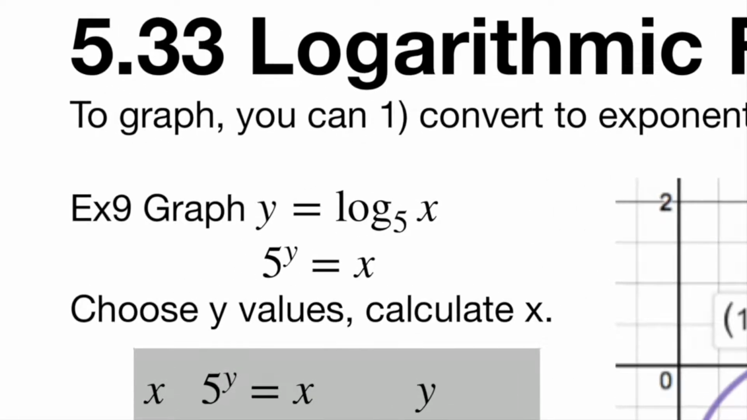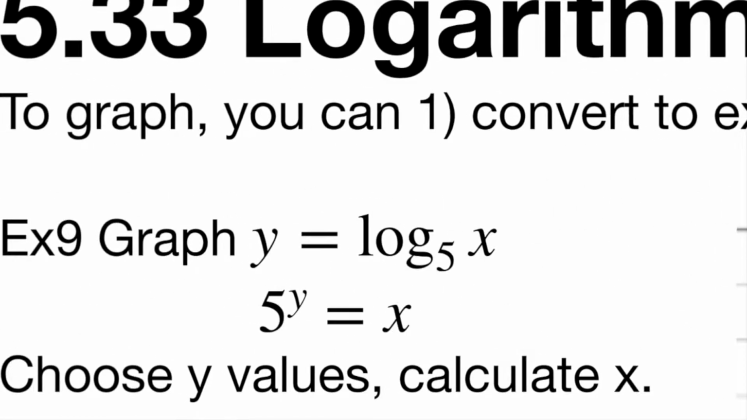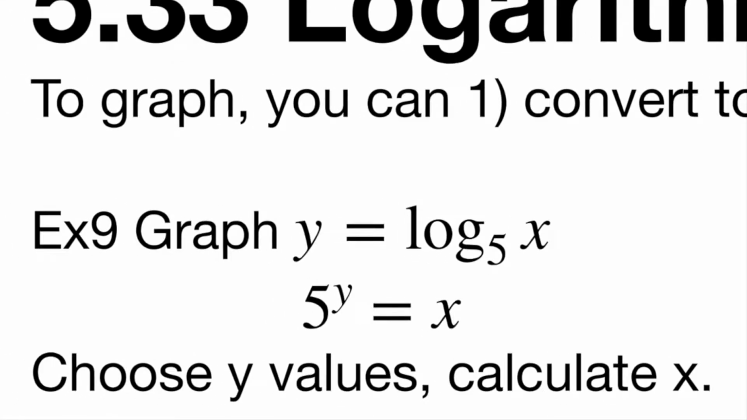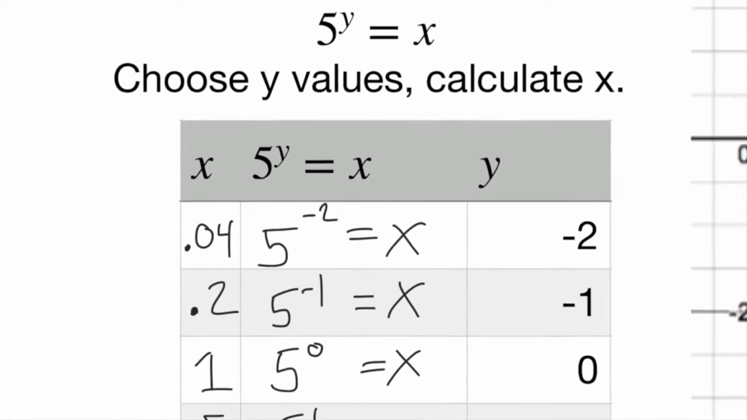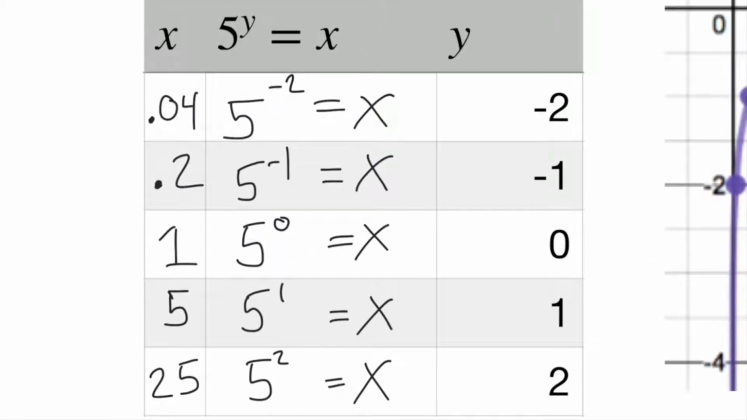If you have the graph of y equals log base 5 of x, that's the same thing as 5 to the y equals x. Remember, 5 is the base, y would therefore be the exponent, and x would be the power. Maybe it's easier to choose the y values and then calculate x. You're able to plug all those in for y and calculate what x would have to be. It's a lot easier to do it that way.